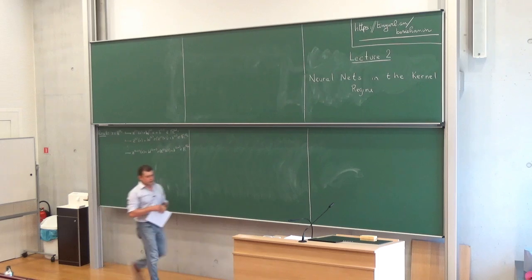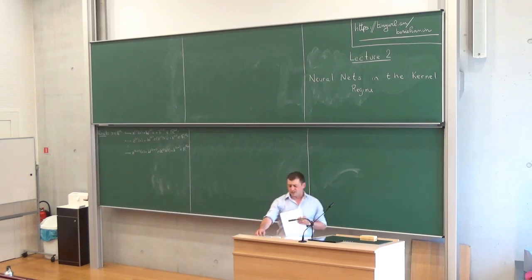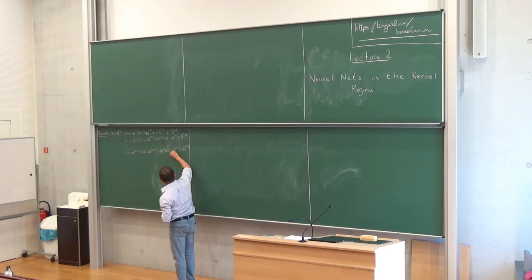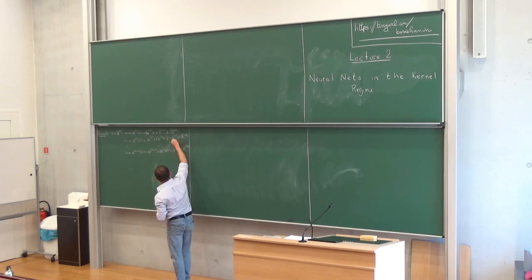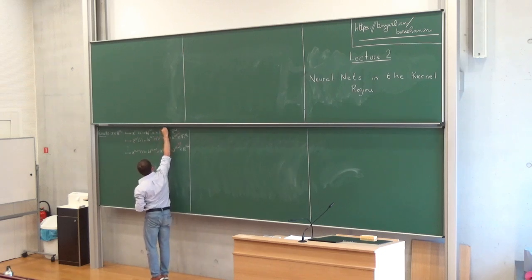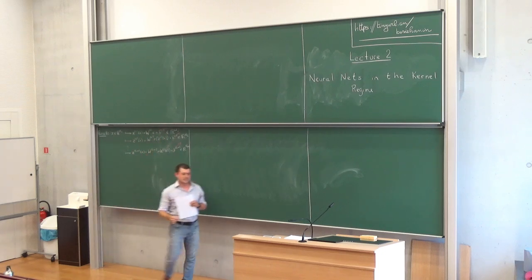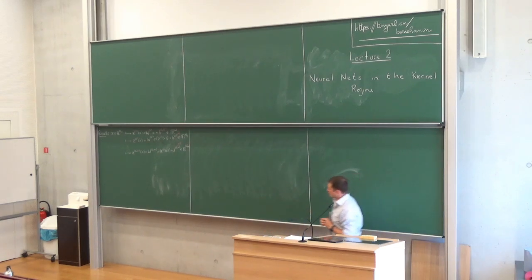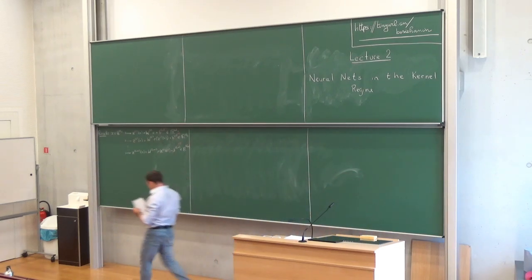It's not going to be very important, but just to make my life a little simpler in this lecture, I'm going to turn off the biases. I'm going to set all the biases to 0 in my model. All the theorems hold with biases, but there are enough indices and notation as you'll see anyway. So I hope you'll forgive me for this.